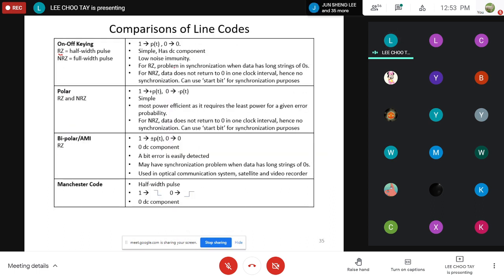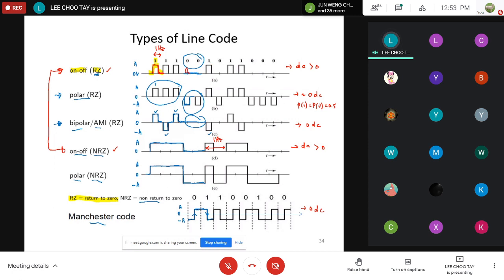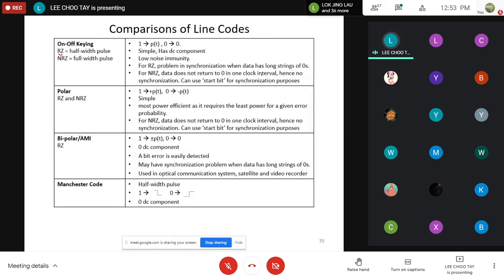Now for the return to zero problem. Because the pulse goes back to zero in the middle of the bit duration, we can extract timing information easily. But the problem comes when you transmit a series of zeros, continuous strings of zeros, then there is no timing information. That's the problem with on-off keying, even though it's return to zero. For non-return to zero, because data does not return to zero in a clock interval, it's difficult for us to synchronize at the receiver. But normally we use a start bit.